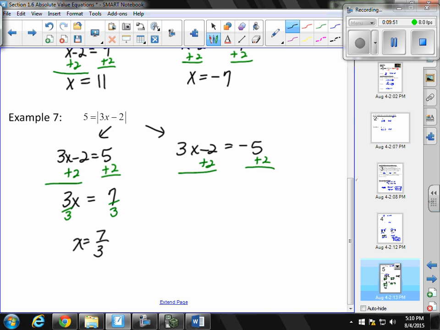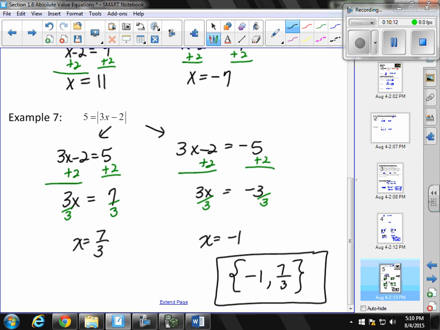And that gives us 3x equals -3. And then to get x by itself, divide both sides by 3, and x equals -1. So again, we have two solutions. The solution set -1, comma, 7/3. And leave your answers as fractions if you have fractions.